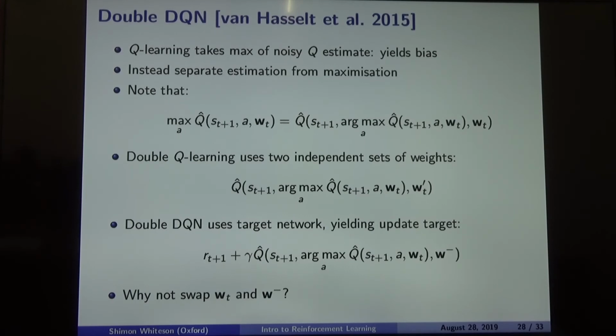So it turns out to be not possible to totally eliminate this bias. That's something that Hado's theoretical work has shown. However, you can reduce this bias, and one way to reduce it is to separate estimation from maximization. The way to understand this is to start by rewriting the maximization that appears in the Q-learning update rule.